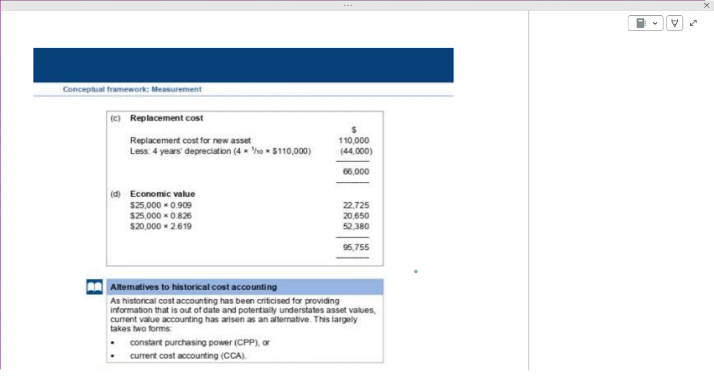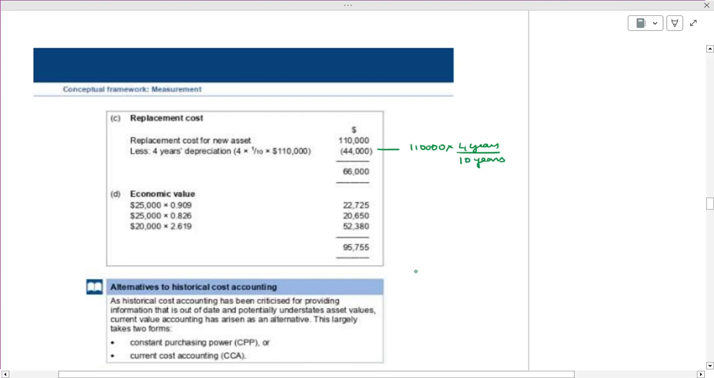110 divided by 10, into 4. Yes, 4 years they have taken. Okay, they have taken it for 4 years. 110 times 4 years, and the total is 10 years. It comes to 44. They have made this line.